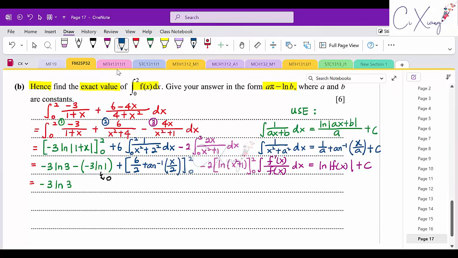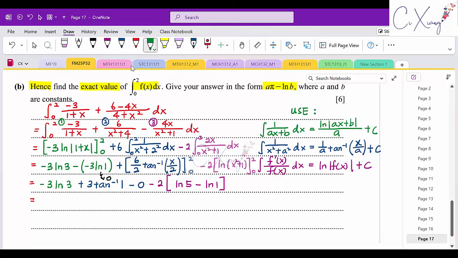For this part, I'm having 3. Substitute the 2 inside, I will be having tangent inverse 1. Okay? Then substitute 0. Tangent inverse 0 is a 0, so I no need to write anything. Or if you want, you can write minus 0. For the third part here, I will be having -2. Okay, then 2 squared is a 4. 4 plus 1 is a 5. Then minus, substitute 0 inside, you'll be having ln 1 again.